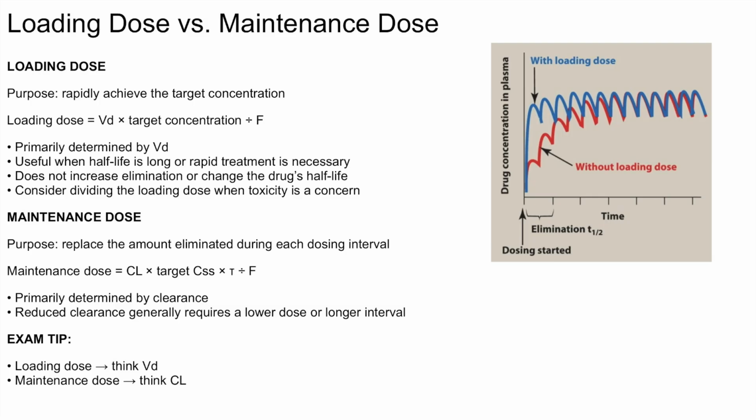A maintenance dose replaces the amount eliminated during each dosing interval. It is calculated using clearance, the target steady state concentration, the interval, and bioavailability. Reduced clearance generally requires a lower dose, a longer interval, or both. So the exam shortcut here is: loading dose, you want to be thinking volume of distribution. Maintenance dose, you want to be thinking clearance.